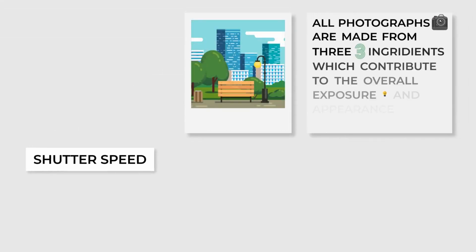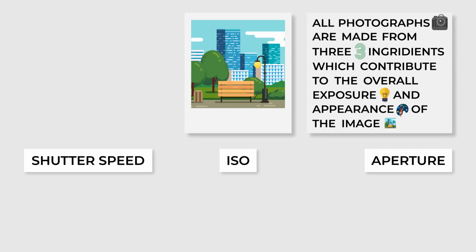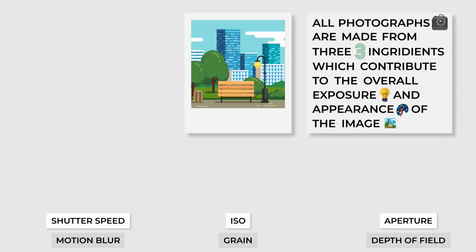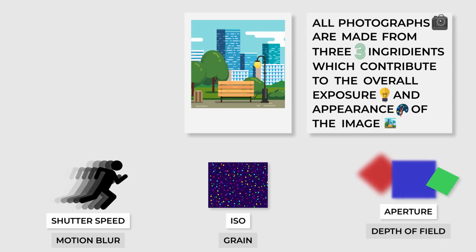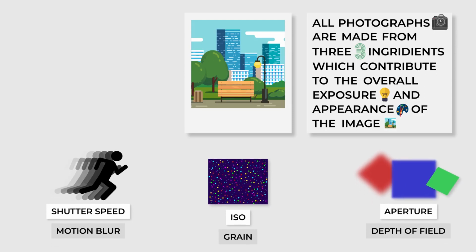A properly crafted photo is made from three ingredients: shutter speed, aperture, and ISO. Together, these three camera settings contribute to the overall exposure of an image, as well as its depth of field, level of motion blur, and appearance of grain.